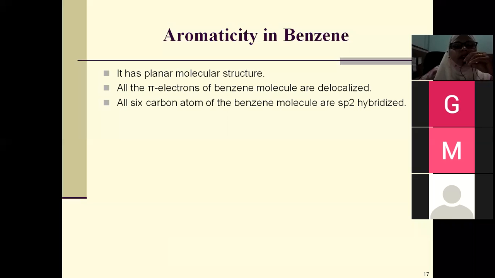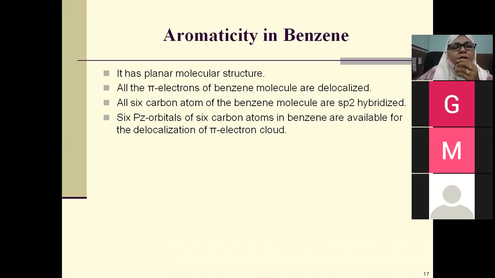Okay, then next is all 6 carbon atoms of benzene molecule are sp2 hybridized. We will see the structure and I will show you how it is sp2 hybridized. Then all these p orbitals of 6 carbon atoms in benzene are available for delocalization of pi electrons. So just now, as you said, that these double bonds are not fixed at the position of the carbon atoms of benzene. So it can be delocalized from one place to another. At all the 6 carbon atoms, it can move.